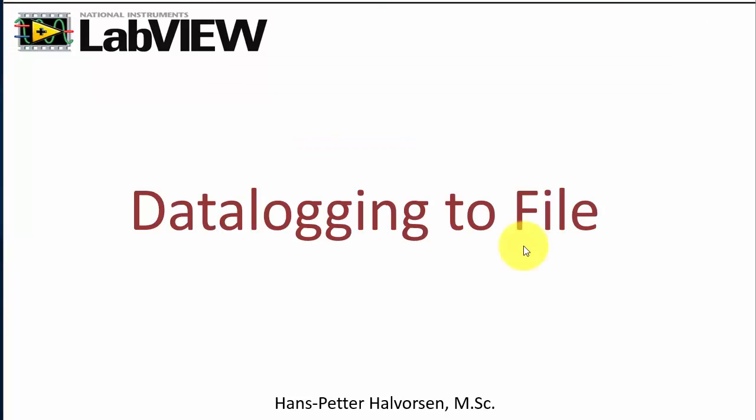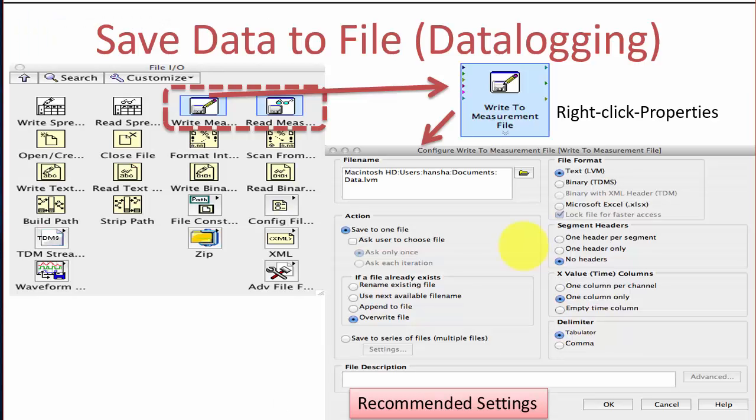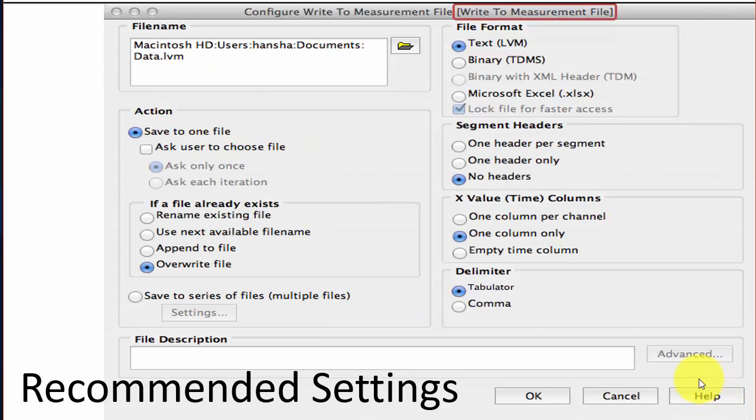Next, we will learn how to log data from the DAQ device to a text file. We will use, in this example, the write to measurement file, which is located in the file input-output palette in LabVIEW. When you place this function on your block diagram, this configuration window will appear. So here you see the recommendation which you should choose. You could save to one file only, overwrite the existing file, save it to a text file instead of a binary format.